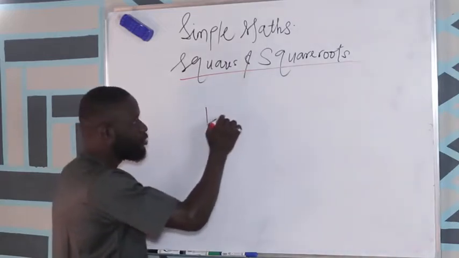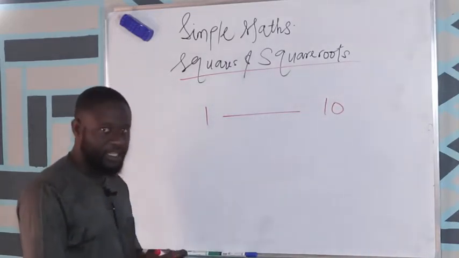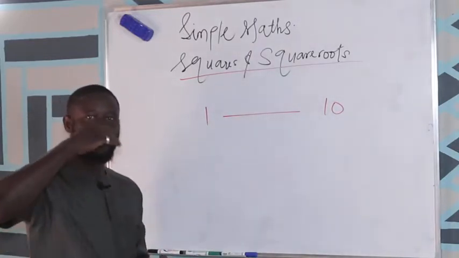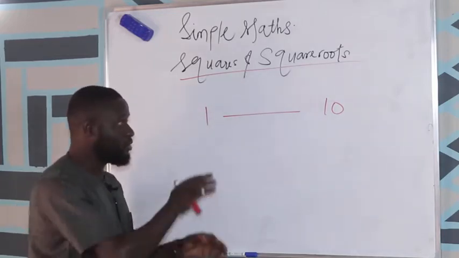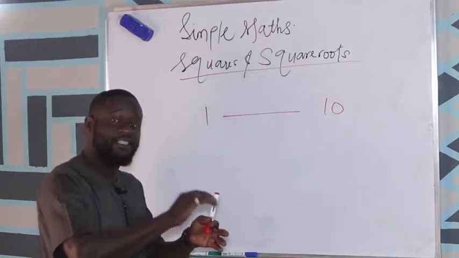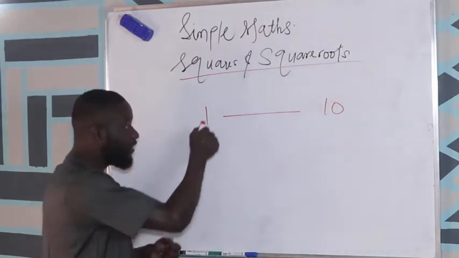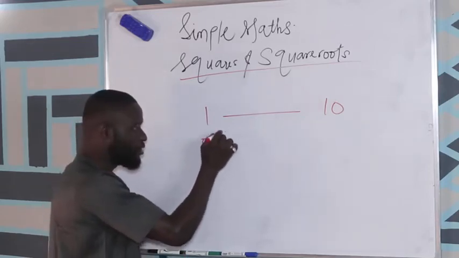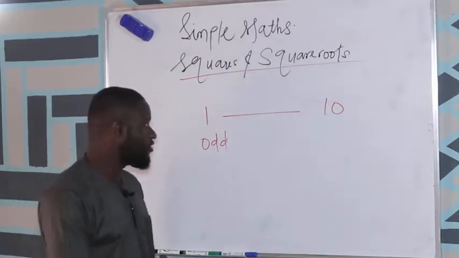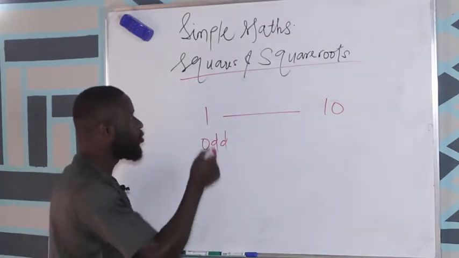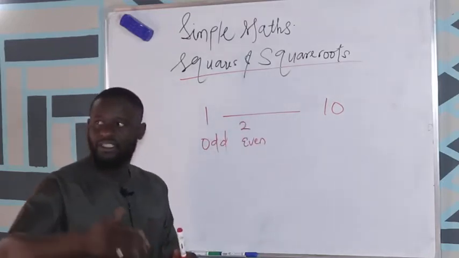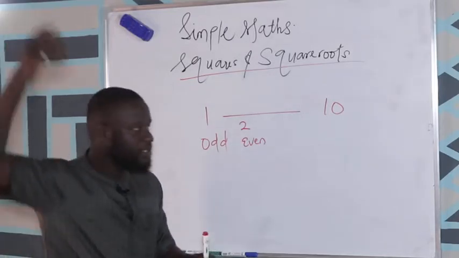From 1 to 10, from 1, 2, 3, 4, 5, 6, 7, 8, 9, 10, there's what we call odd and even numbers. I wouldn't want to go deep into that. The first number, which is 1, is an odd number, because when you divide 1 by 2 you do not get a whole number, you get 0.5. But if you divide 2 by 2 you have 1. So 1 is an odd number, 2 is an even number, 3 is odd, 4 is even, 5 is odd, till infinity.